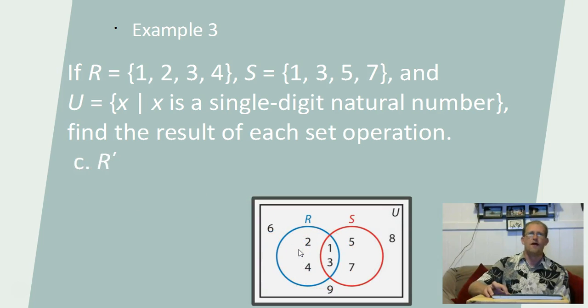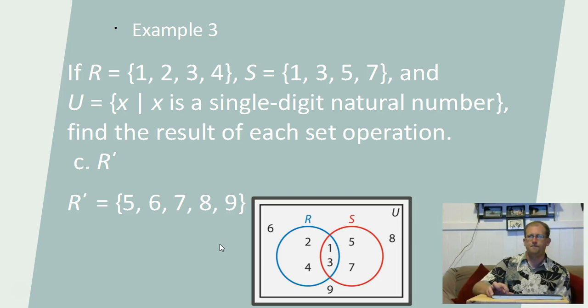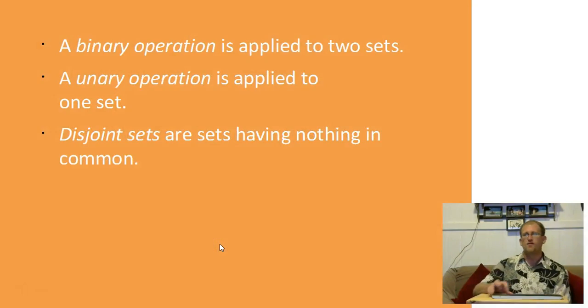Okay? One more. Not R, or the complement of R, would be anything that is not R. So here's R. And now I'm looking at 6, 5, 7, 9, and 8, because all of those are part of the universe, but not part of R. And so the answer to that would be 5, 6, 7, 8, 9. If you have any questions on those, be sure to ask me tomorrow. We will spend some time going through Q&A, okay?